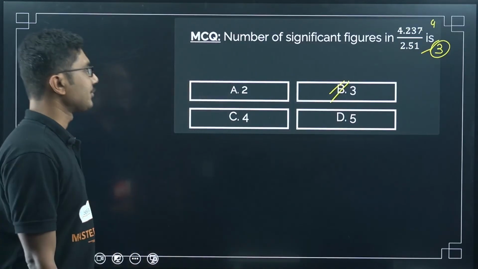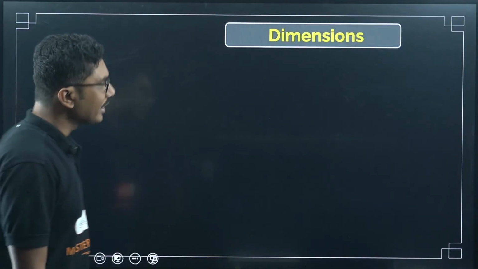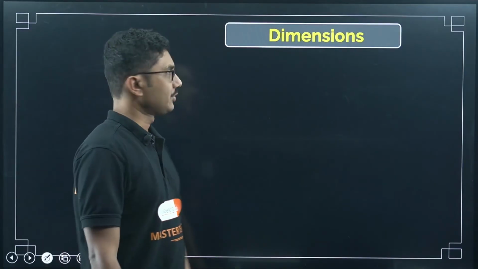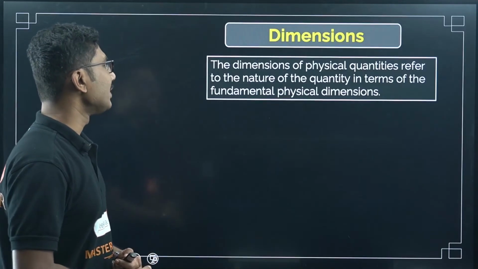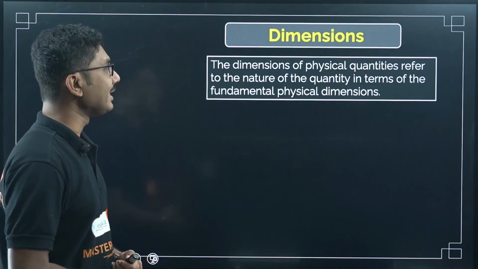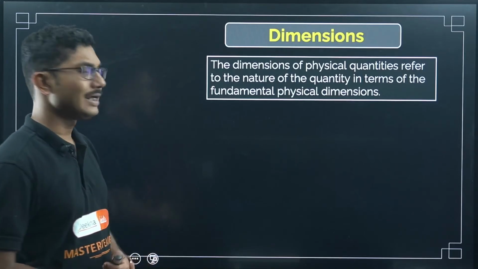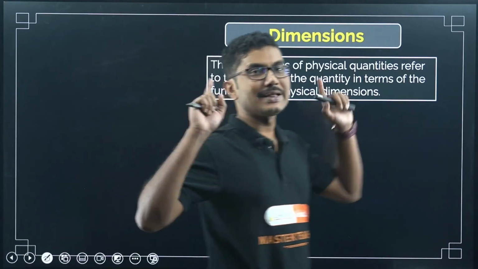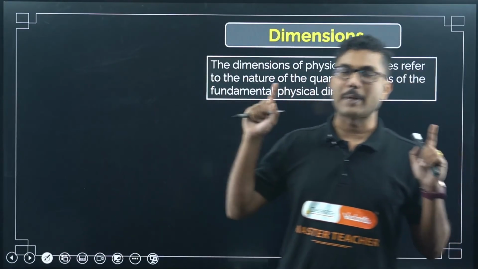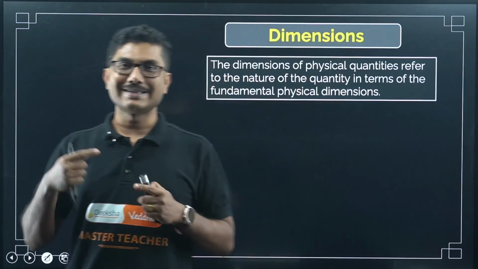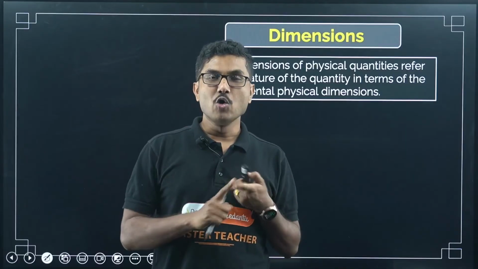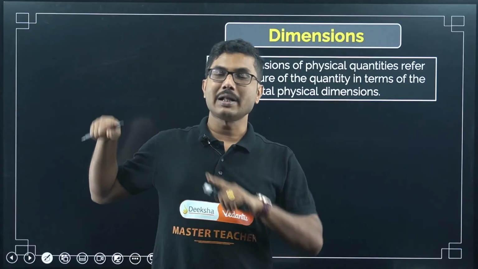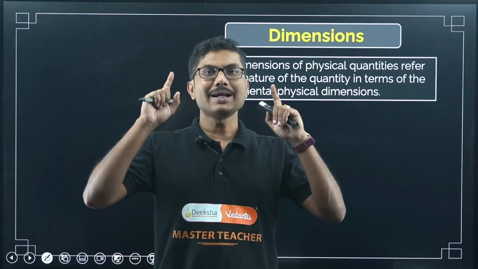Simple question. Now we are talking about dimensions. What is the dimension? Dimension of physical quantities refers to the nature of the quantity in terms of the fundamental physical dimension. We said there are 7 fundamental quantities, 7 primary quantities. Whenever I name any other quantity, how it is related to the fundamental or primary quantities, that is our concern.